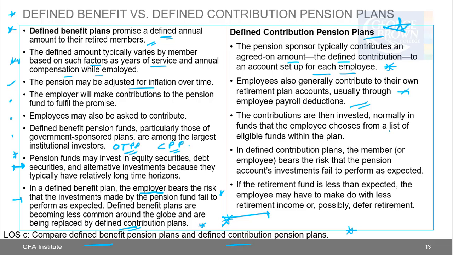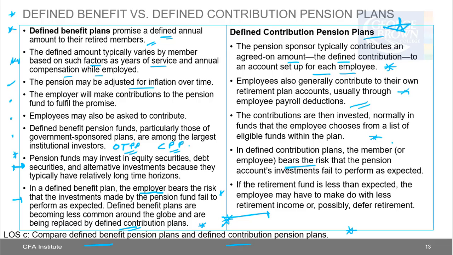So with a defined contribution plan, the pension sponsor contributes an agreed amount, and then the employee contributes through payroll deductions. The employees are making investment decisions. In defined contribution plans, the member or the employee bears the risk. That's the key difference. In a defined benefit plan, the employer bears the risk, and they're managing the fund, and the fund manager, et cetera, is making the decisions.